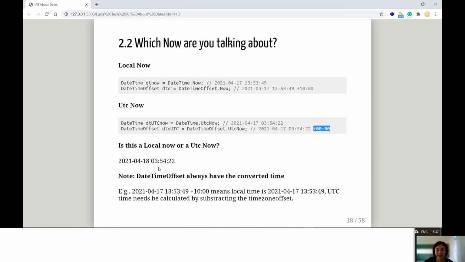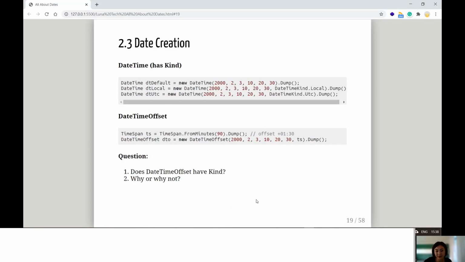But if you are using datetime, it's very hard. It's just making our life much harder. And yeah, so whenever possible, we should use datetime offset instead of datetime. And here's something more complicated.